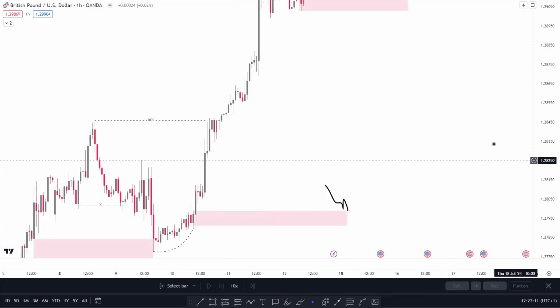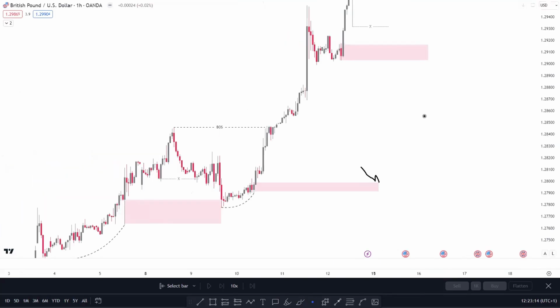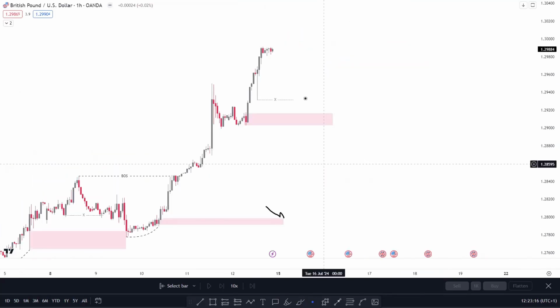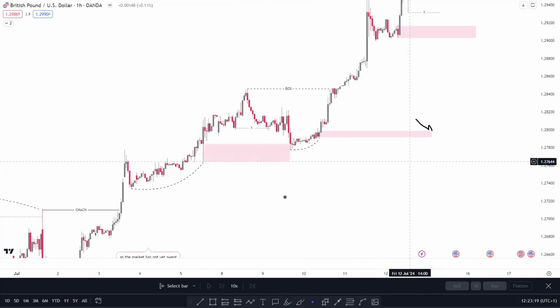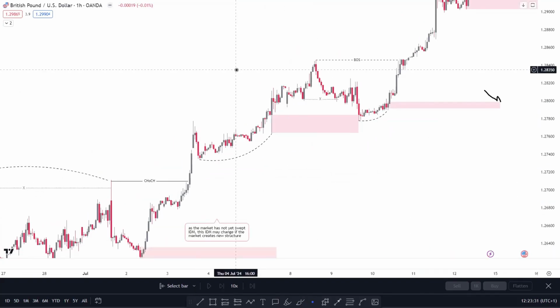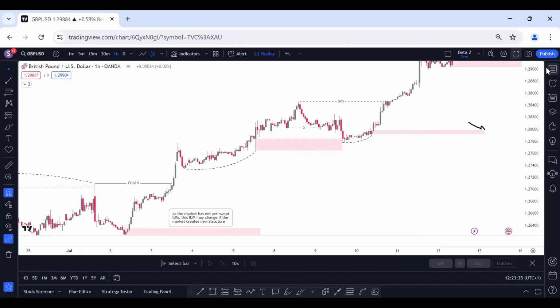Okay, so this is our new structure for GBP USD. This is our decisional order block here. Any questions for GBP USD? Okay, if you've got no questions, we're going to move on because we'll soon run out of time.